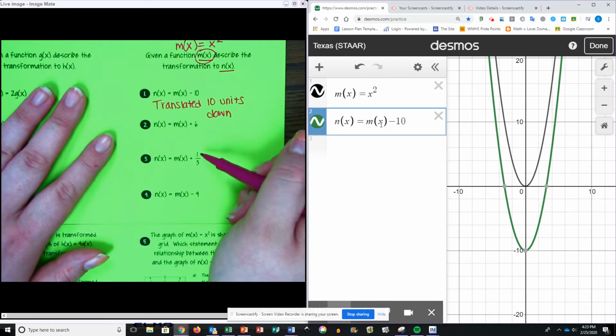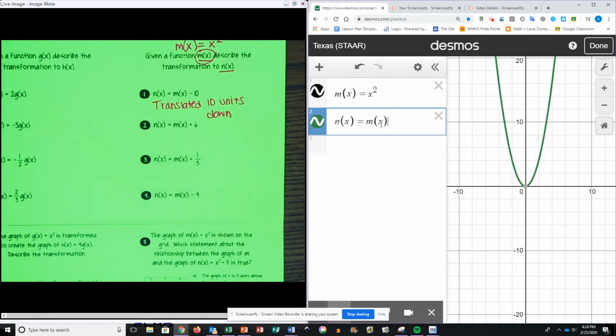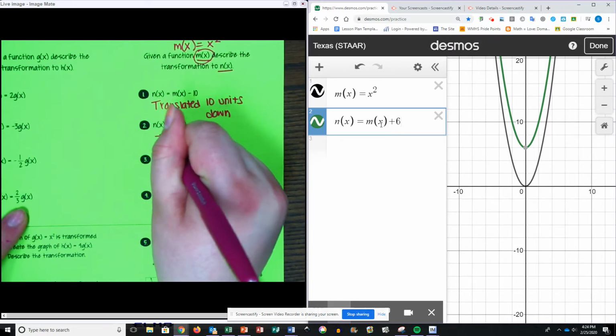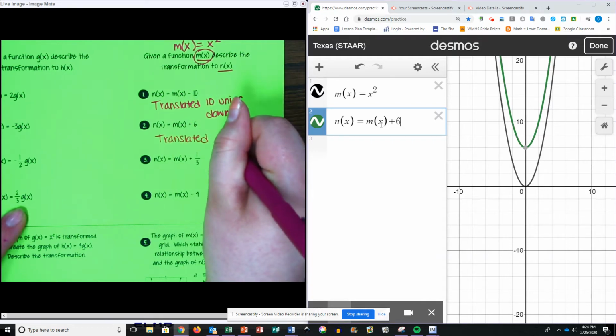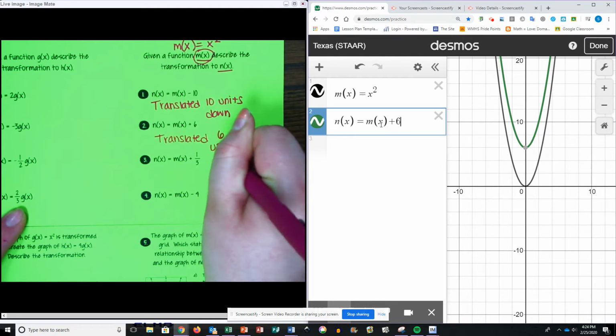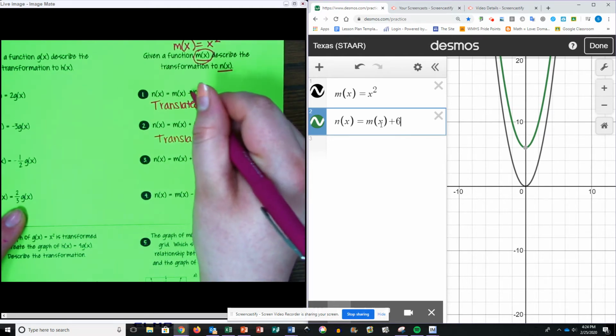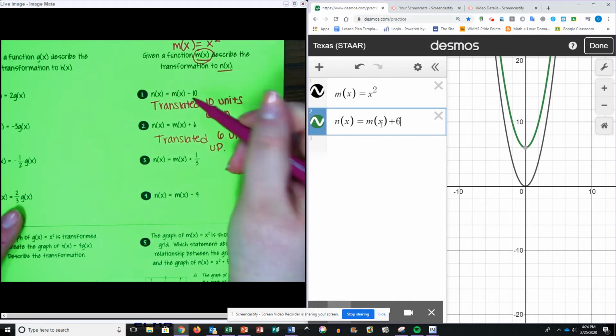All right, now on number 2, n of x equals m of x plus 6. I'm just going to type it into Desmos. M of x plus 6. Okay, that vertical transformation tells me it's going to go up 6. So translated six units up. The plus sign or the minus sign is what makes it move up or down. If it's plus, it's going up. If it's down, it would have a subtraction sign.